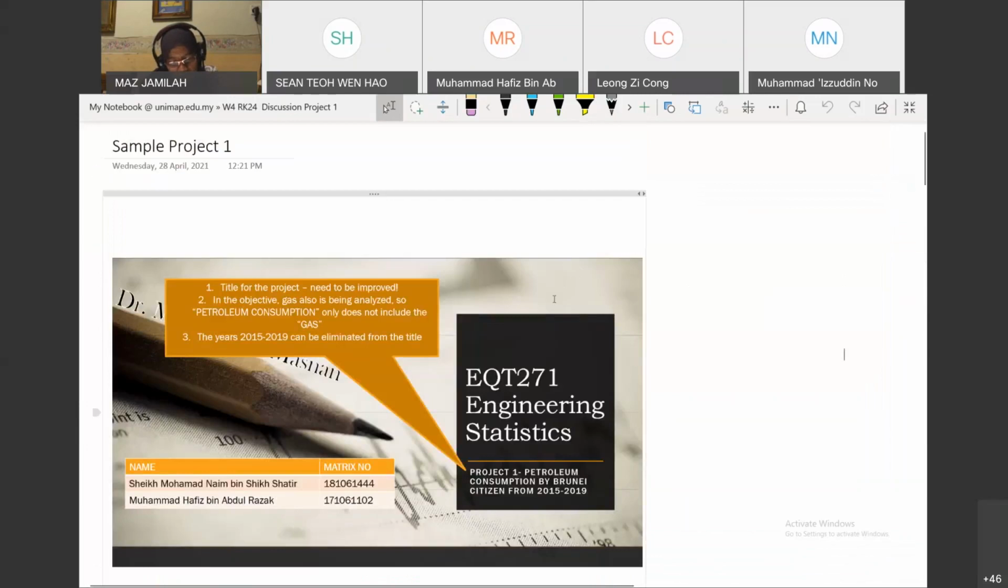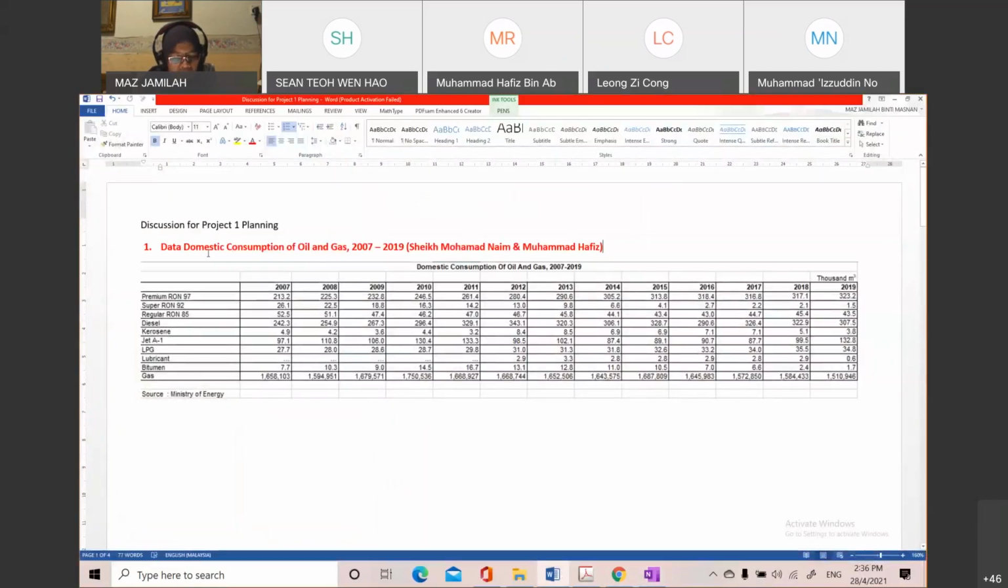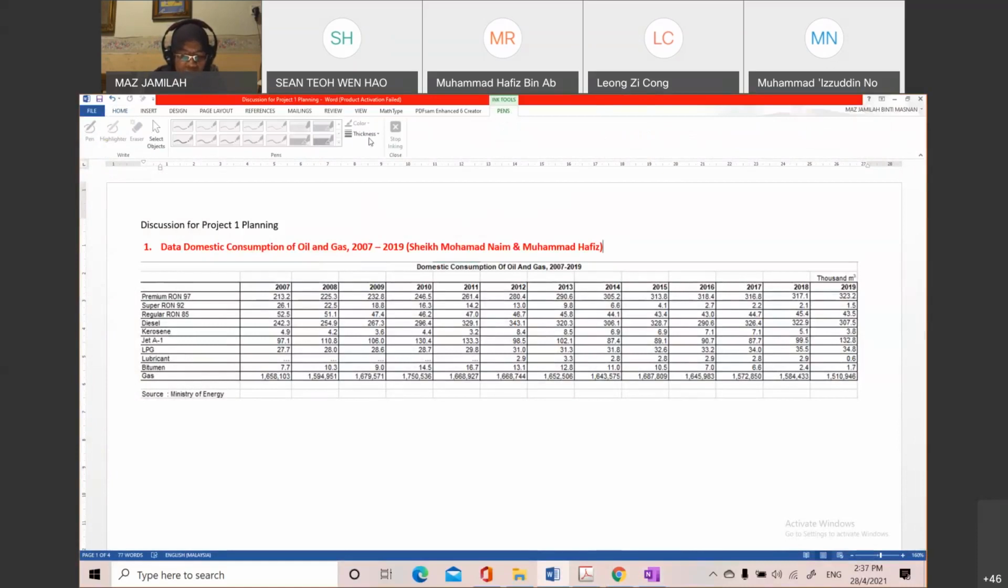When you have a project to be done, class, what matters first is the title, and that title will reflect the things that you are doing in the project. For this particular example, this student is using data on domestic consumption of oil and gas, 2007 until 2019. This project is being done by Sheikh Muhammad Naim and Muhammad Hafiz. So this is the secondary data that they chose.